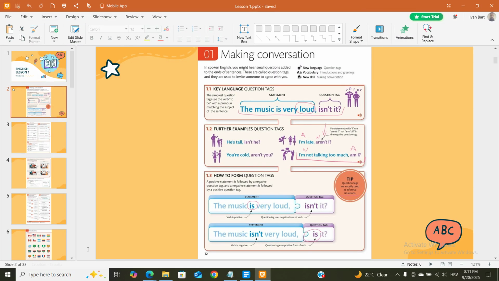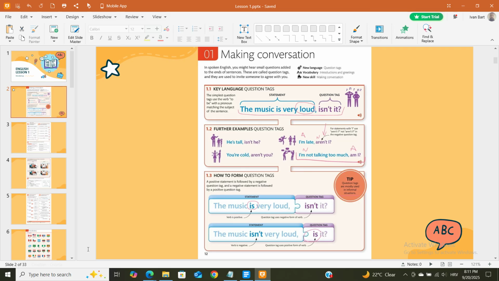The simplest question tags use the verb to be with a pronoun. The question tag matches the subject of the sentence. The music is very loud, isn't it?